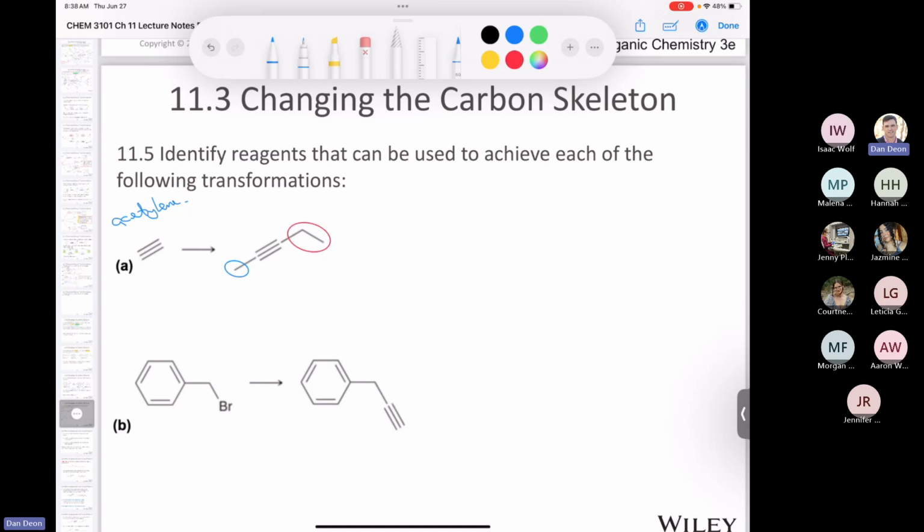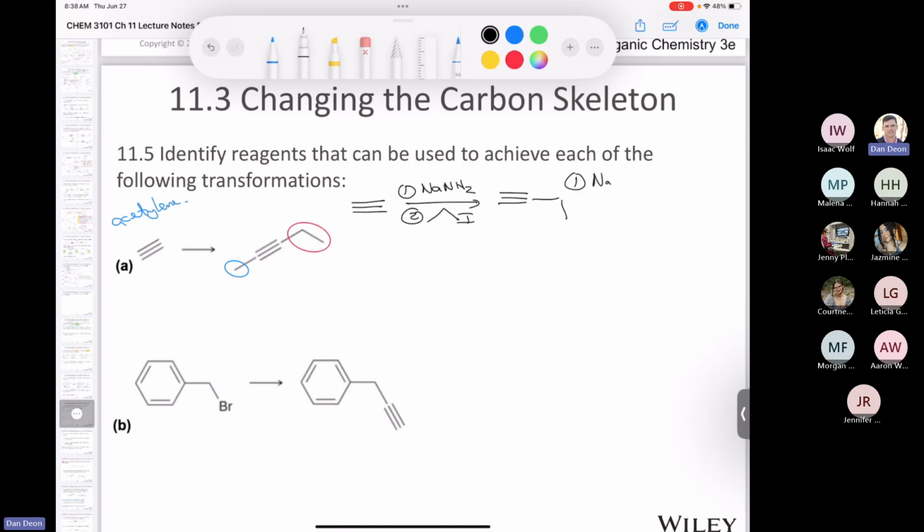No, exactly. Like Isaac said, it doesn't matter at all. So let's add the ethyl group first. I don't know, E comes first in the alphabet. So we're going to start out with acetylene. Step 1, sodium amide. Step 2, ethyl iodide. And we're going to end up with 1-butyne.